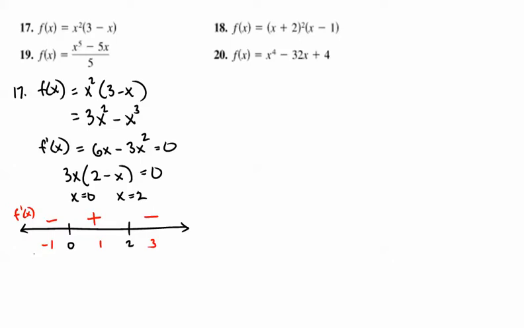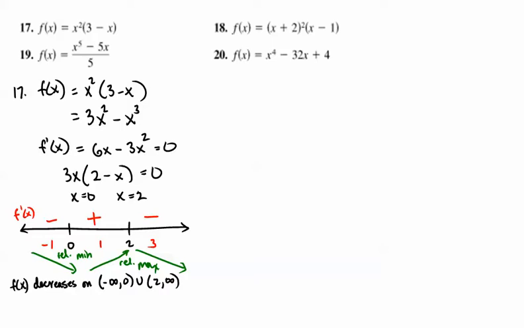So once again, we have decreasing, increasing, decreasing. We have our relative min at x equals 0, and our relative max at x equals 2. So we're going to summarize this briefly. F of x is decreasing on the open interval from negative infinity to 0, or from 2 to infinity. F of x is increasing on the interval from 0 to 2. We have a relative minimum at x equals 0, a relative maximum at x equals 2. And so that'll do it for problem number 17.